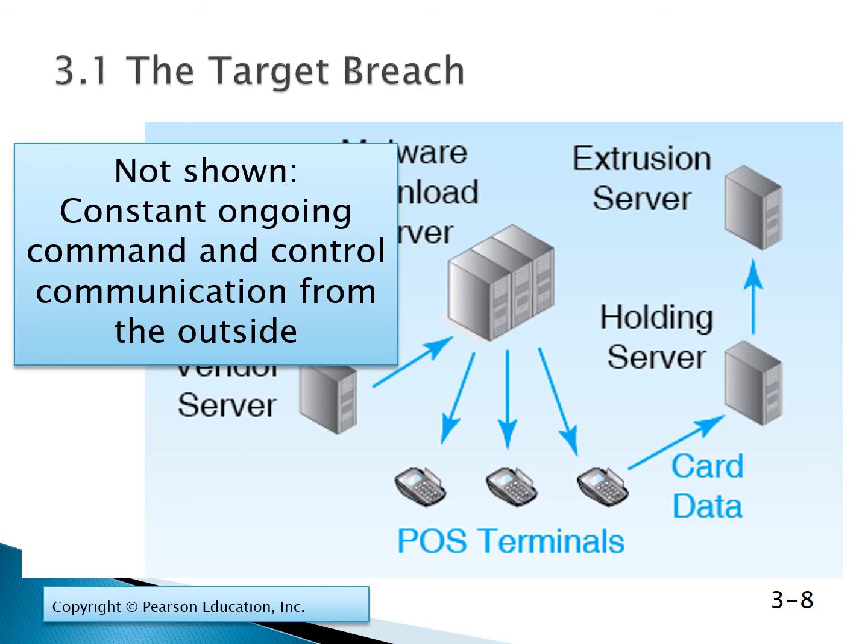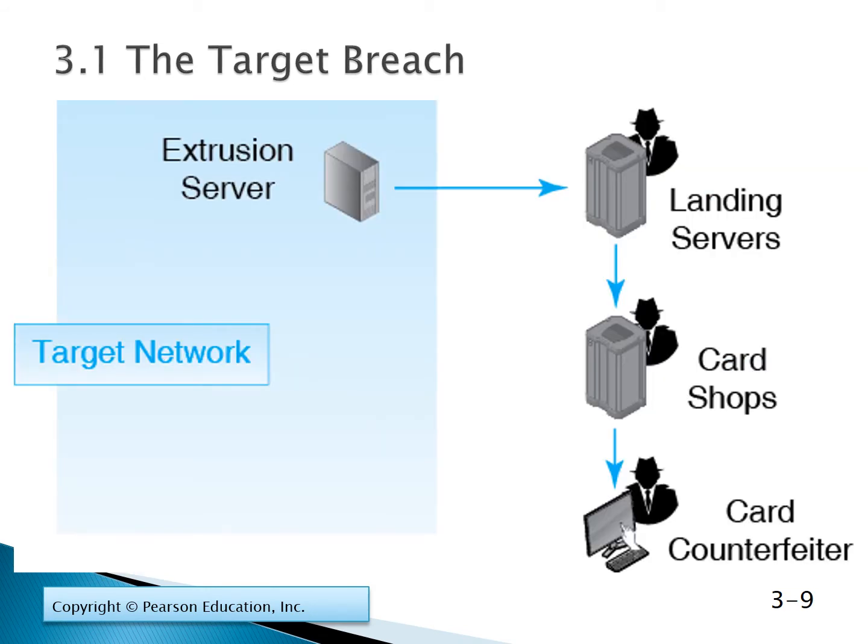Of course, what we didn't show clearly in this diagram is that there was constant ongoing command and control communication from the outside. Normally when you have malware, the hackers are able to send commands to all these infected computers. This is the extrusion server where they export the data to. Sometimes they will export it to landing servers, usually somewhere overseas, which makes it more difficult for governments or companies to trace.